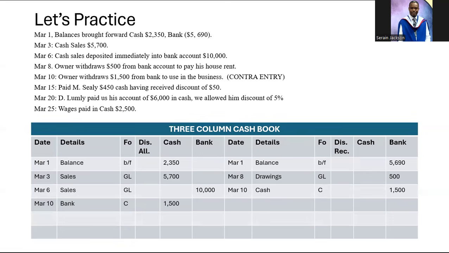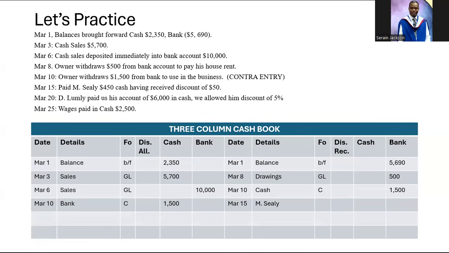All right, next one, March 15. You paid M. Seeley $450 cash, having received discount of $50. So you are paying money. So that means money is coming from the account. Therefore, the information will be on the credit side. So March 15, right? Who are you paying the money to? M. Seeley. You are paying money to M. Seeley.